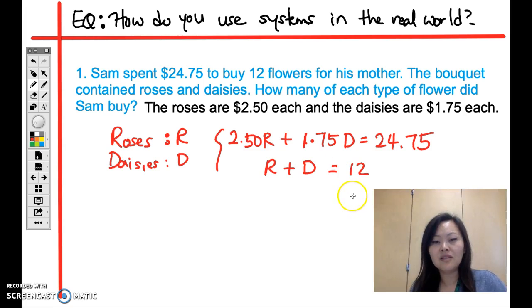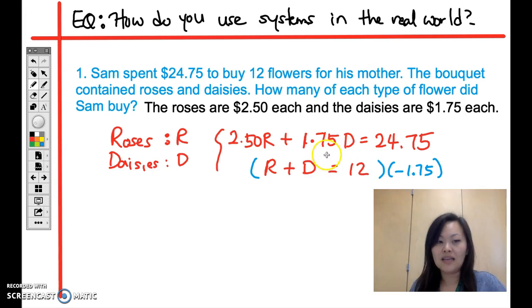So what I do from here is very easy. We learned how to do this, right? So let's see. I have to write down the times table for 2.50 and 1 and 1.75 and 1. And obviously you know that our LCD over here is going to be 1.75. So we're going to multiply everything down here by negative 1.75, because all of us already know that if this is 1.75D, this has to be negative 1.75D in order to cancel out.